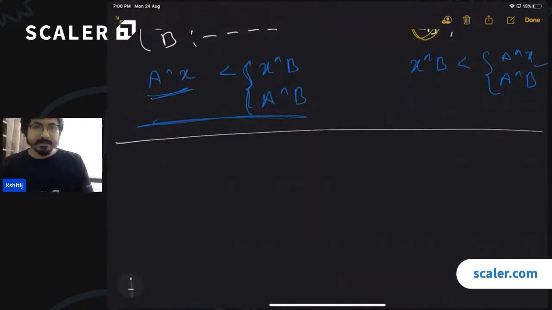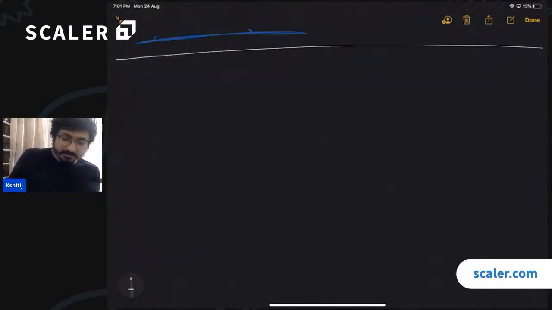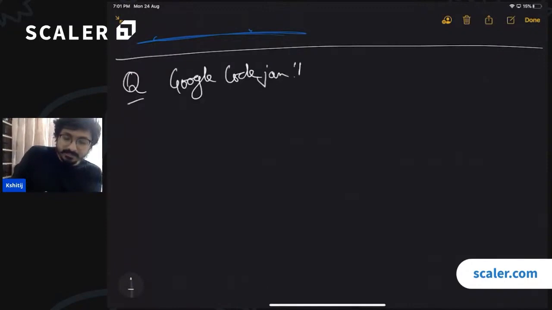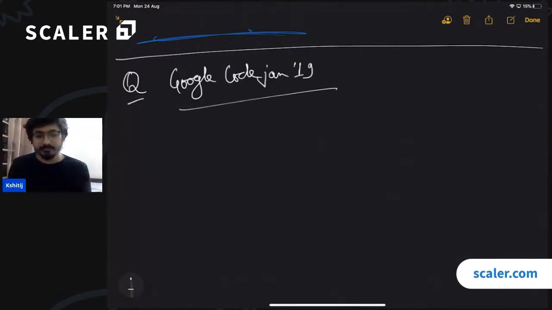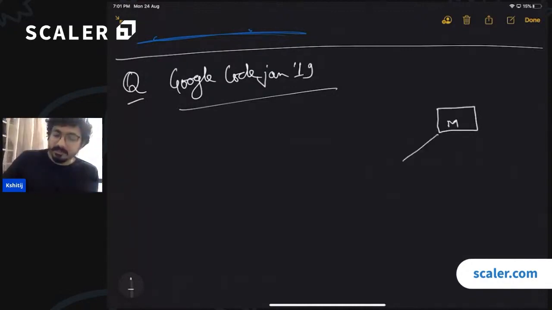Okay, let us now try to solve a problem which was asked in Google Code Jam 19. The problem says that you are given a distributed system where you have a master server, and this master has got multiple slaves.